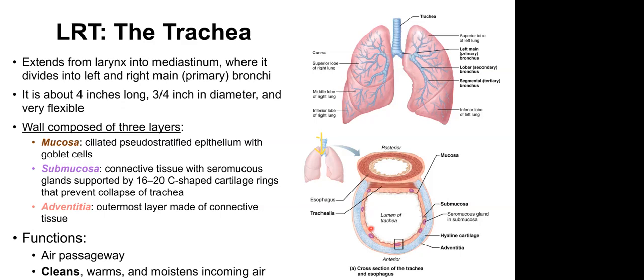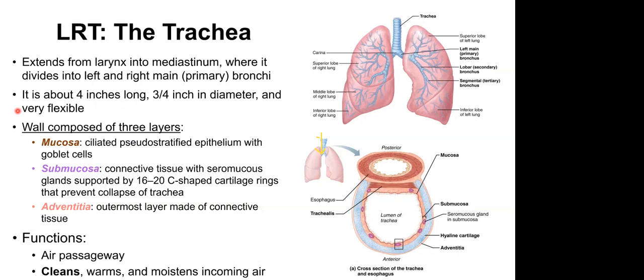And then we have the submucosa, which is this layer with the purple stuff in there. The purple stuff is just the different nuclei that we have within the cells here. So this is going to be connective tissue that has serous mucus glands that are supported by 16 to 20 C-shaped rings of cartilage that prevent the collapse of the trachea. And so you can see the blue here is actually going to be the C-shaped cartilage that's helping to hold open the submucosa and helping to hold open the trachea as well, because remember I said it's a very flexible structure.